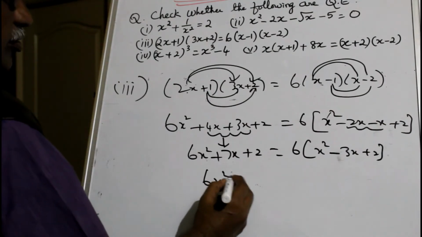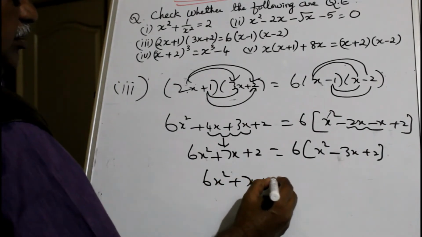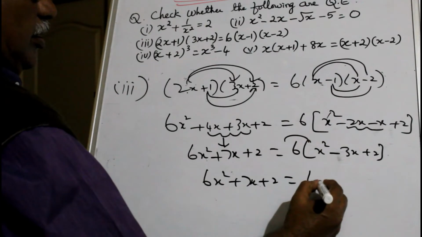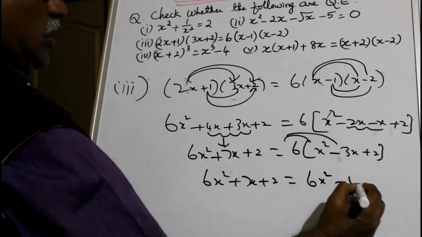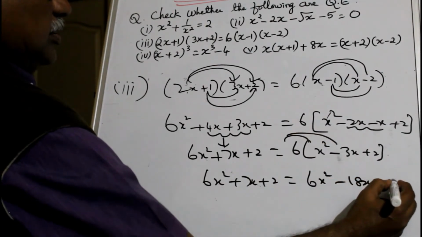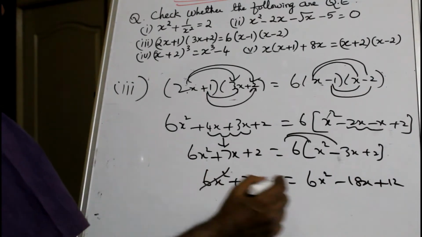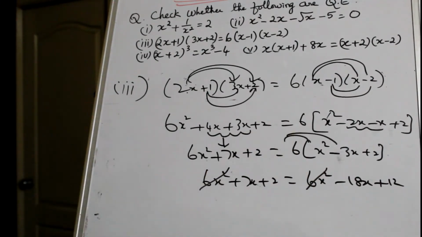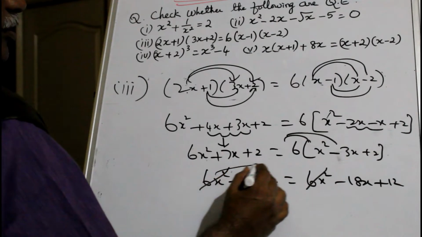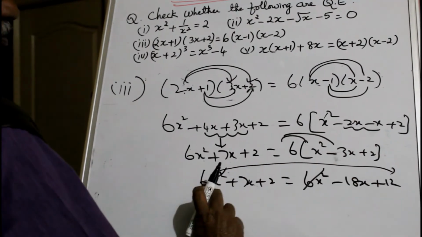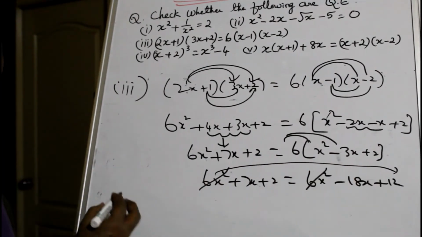Here you get 6 into x square minus 2x minus x is minus 3x plus 2. So you get 6x square plus 7x plus 2 equal to 6 into x square is 6x square minus 18x plus 12. Now 6x square will get cancelled because they are the same terms. In other words, the 6x square will go that side and will become minus 6x square and get cancelled.